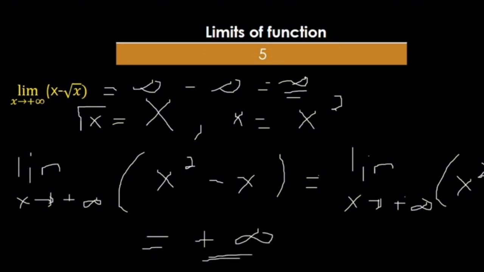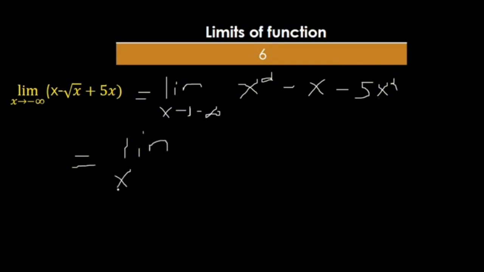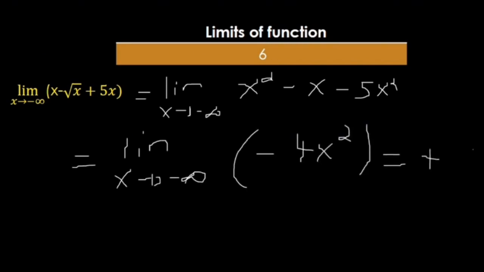In the next question, we are given the limit as x tends to minus infinity of x minus square root of x plus 5x. Here we are just going to use a change of variable as earlier. That will be equal to the limit as x tends to minus infinity of X square minus X minus 5X square, that is equal to the limit as x tends to minus infinity of negative 4X square. This is equal to plus infinity.